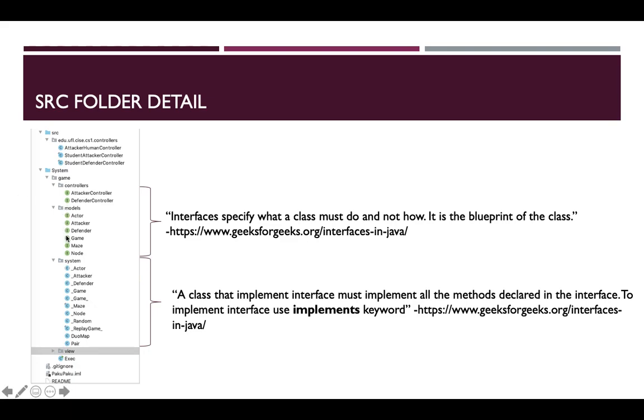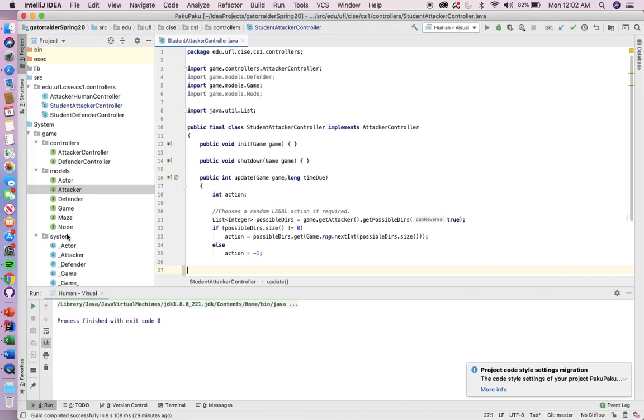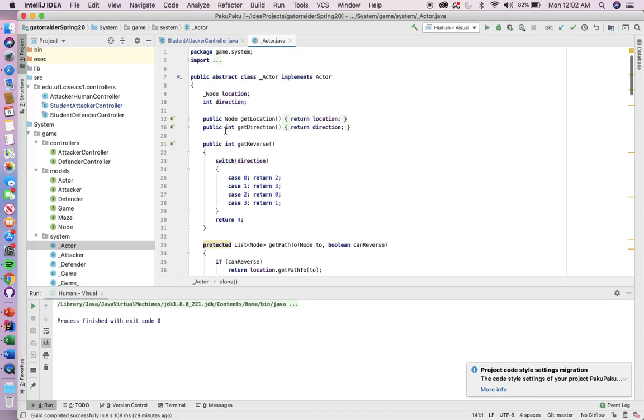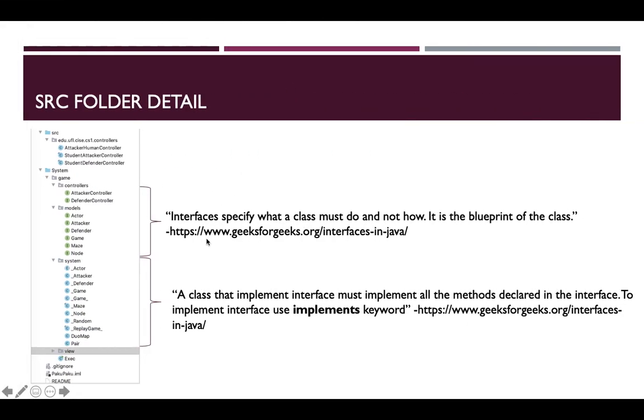Now, you can see that you have interfaces and classes that implement the interfaces. If you open one of the classes, and I'll show you really quickly, you will see that at the top it says actor implements actor, because it implements the actor interface. And for the interfaces, I included a definition and a link if you are still confused or want to further understand. I would check it out. I think it's a useful link with some examples.